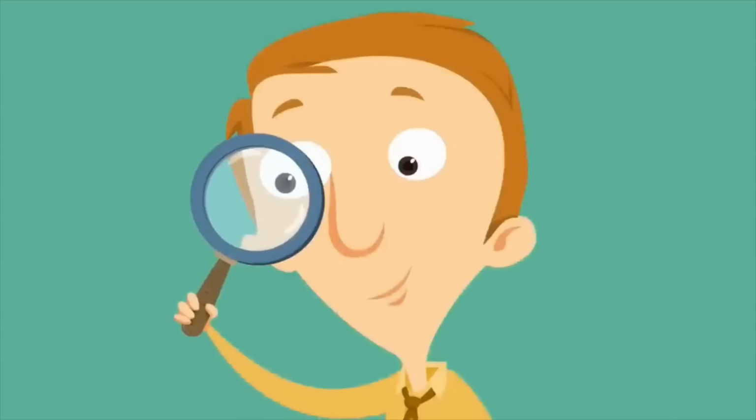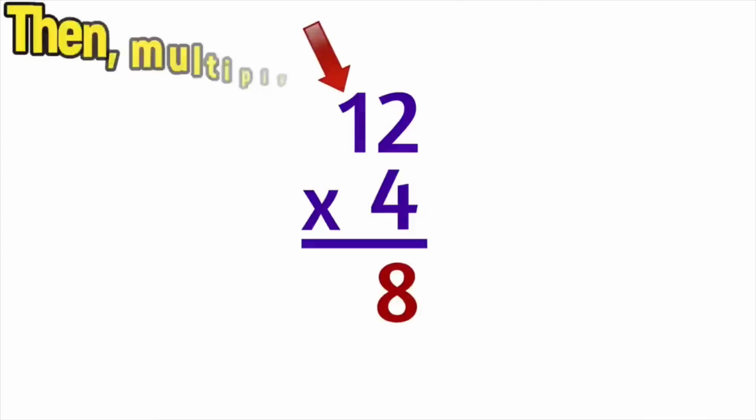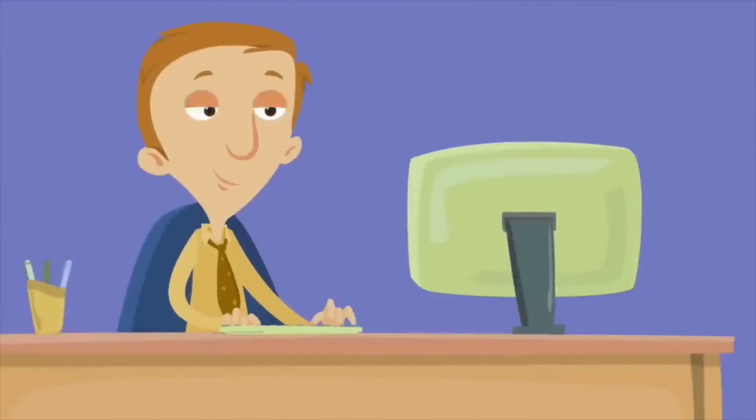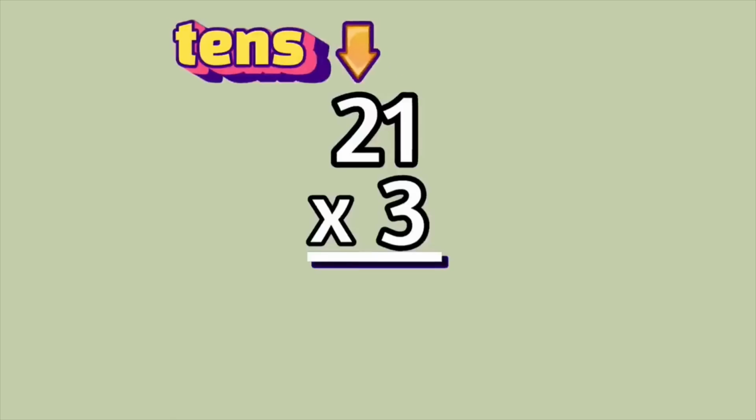Hey, great job solving that. All we had to do was multiply the ones and then multiply the tens. Now let's try a few more to get used to this process. Here we have 21 times 3. We have the 21 on the top and the 3 below it. It's lined up by place value. The 1 and the 3 are in the ones place. The number 2 is in the tens place.